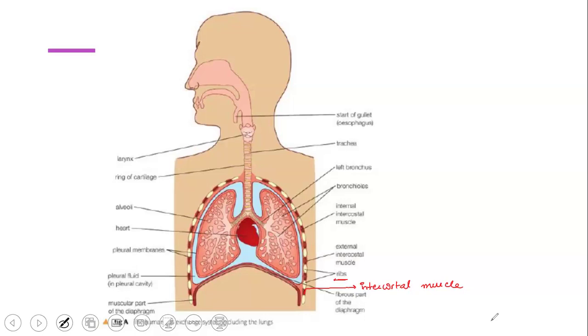Intercostal muscle can be of two types. We can have external intercostal muscle and internal intercostal muscle. What is the difference? The external intercostal muscles are located on the outside, while the internal intercostal muscles are located towards the inside.